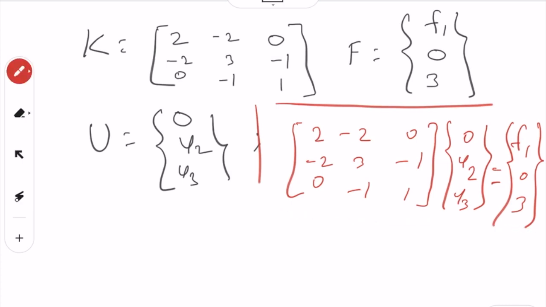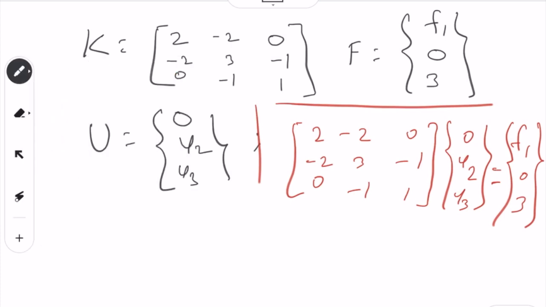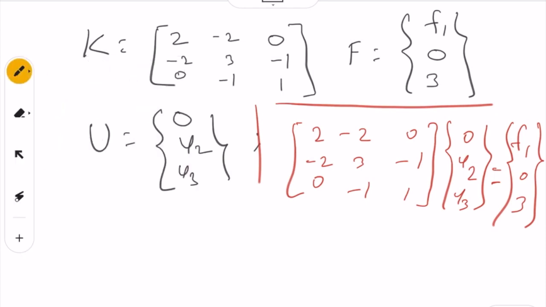So now how to solve? What we see here is there is a 0 in the displacement vector. This 0 multiplies with the first column, so that makes those terms 0. Automatically there is no use of this column, because this 0 will multiply with it. So what we will do is strike it out. We do not need this one.